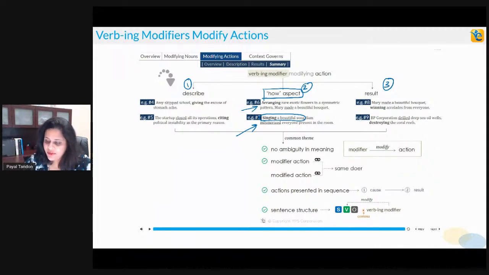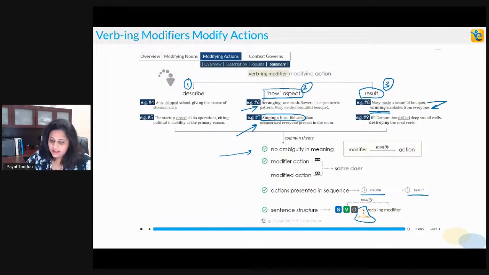Now let's come to the result. Mary made a beautiful bouquet, winning accolades from everyone. Here, winning accolades is presenting the result. She made a beautiful bouquet, and that led her to win accolades from everyone. So again, the common theme remains the same. There is no ambiguity in the meaning. The actions are typically presented in a sequence. You get the cause first and then the result, right? And the sentence structure that's typically followed is that you have a comma plus verb-ing. You typically have a comma that precedes the verb-ing modifier.